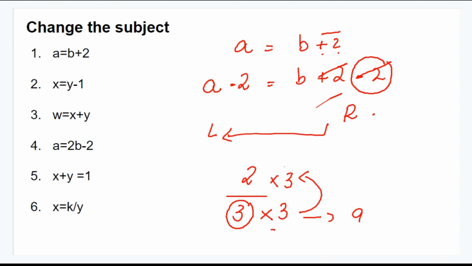Okay, now what am I left with? I am left with a minus 2 equals to b. So a minus 2 equals to b, I can write as b equals to a minus 2. Same thing, a minus 2 equals to b or b equals to a minus 2, same thing. I just have changed their sides. So now if you look over here, b is your subject. Okay, so in this way we can change the subject of any formula or equation.